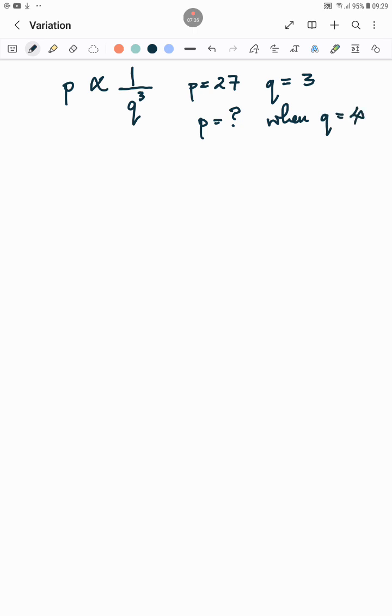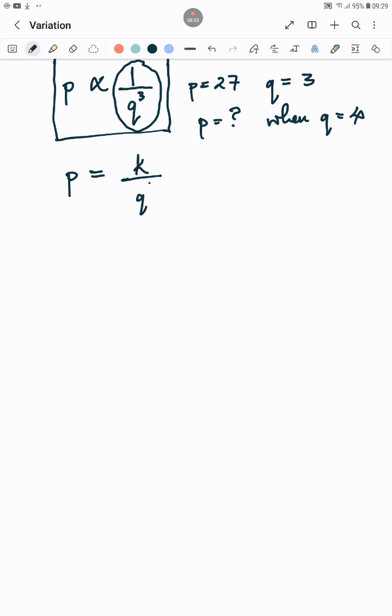I want you to take note, when it's inversely proportional, the other variable is the denominator of 1 on the right hand side, like here where we say P is inversely proportional to Q cubed. The next thing would be to introduce a constant. So when you introduce a constant here, k is multiplied by this one, and you're going to have your equation like this. Then the next thing you say 27 is equal to k over 3 cubed.